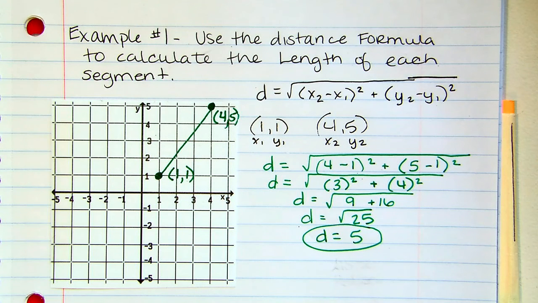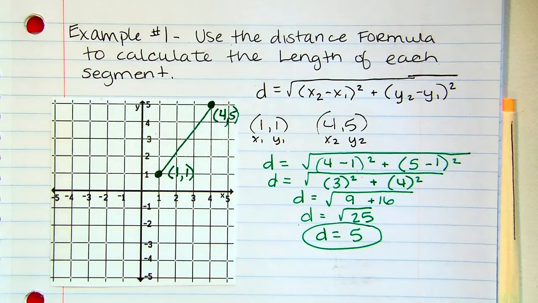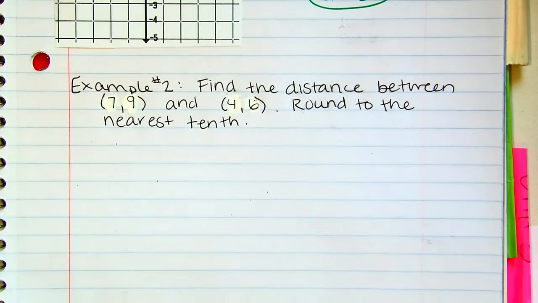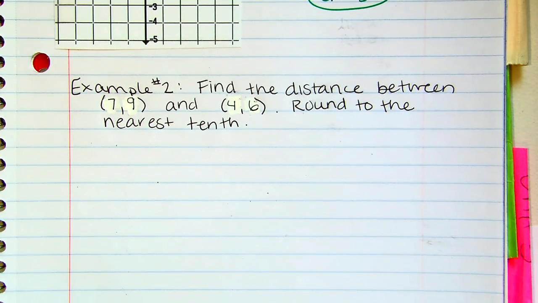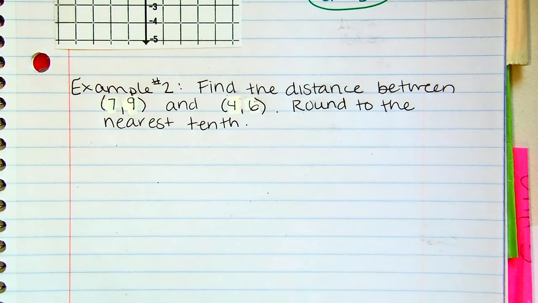So, keeping this in mind, we have another problem, but this one doesn't have a graph. It simply identifies the coordinates. So that's actually going to make it a little bit easier for us moving forward. So here we go. Example number 2 says find the distance between (7, 9) and (4, 6), round to the nearest tenth. So this one is not going to have a clean whole number. We're going to need to make sure that we're rounding to the nearest tenth, which is 1 digit behind our decimal.